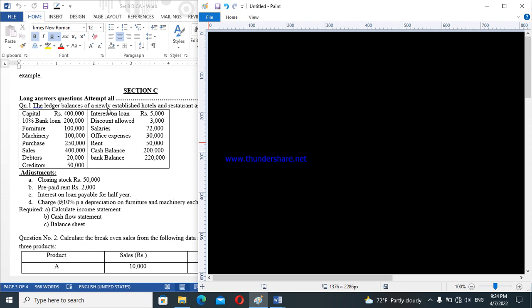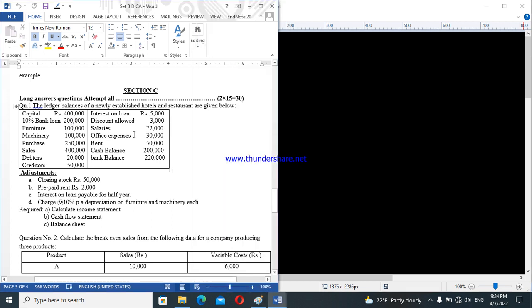In this section C, these questions will ask long questions. Firstly, how to calculate the income statement, cash flow statement and balance sheet from this given information. The given data, the ledger balances of a newly established hotel and restaurant are given below. That I have five accounting terms, and among this data we need to calculate the three financial statements which are measured for knowing the actual financial position of the company.